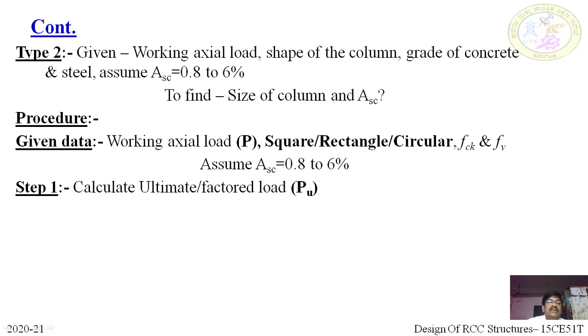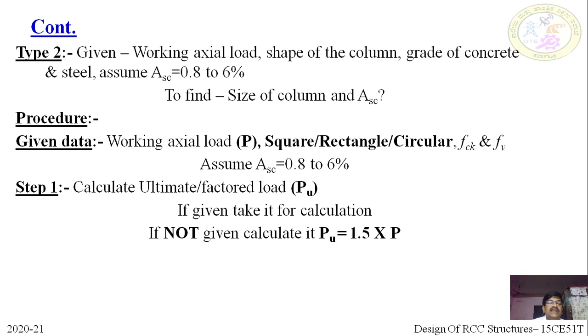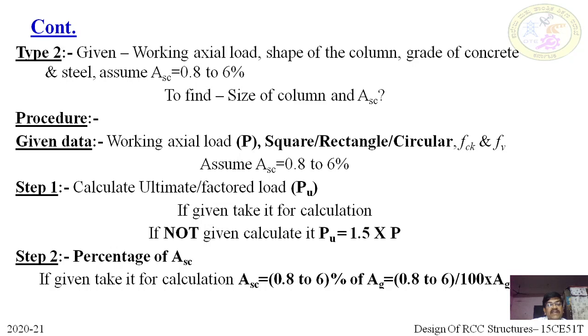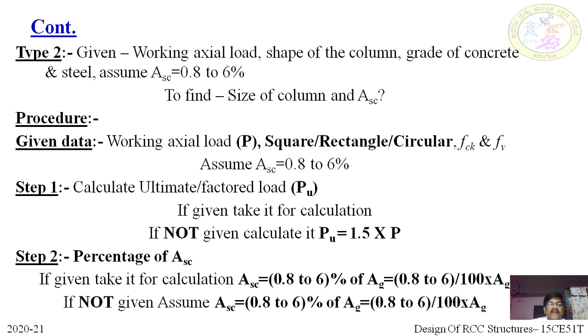Next, step 1. Calculate ultimate load. If PU is given, take it for calculation. If given, direct calculation, there is no need to calculate PU again. If not given, PU equal to 1.5 multiplied by P. So then percentage of Asc. If given, take it for calculation. That is Asc equal to 0.8 to 6% of Ag. Therefore 0.8 to 6 divided by 100 into Ag, to convert the percentage into a fraction. If not given, assume it and follow the same procedure.